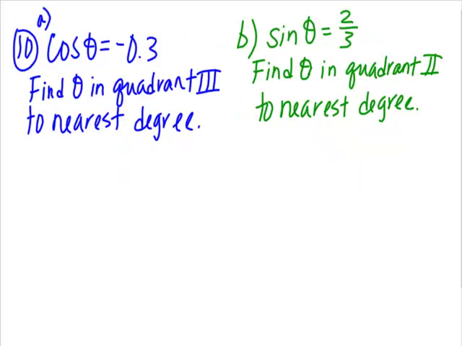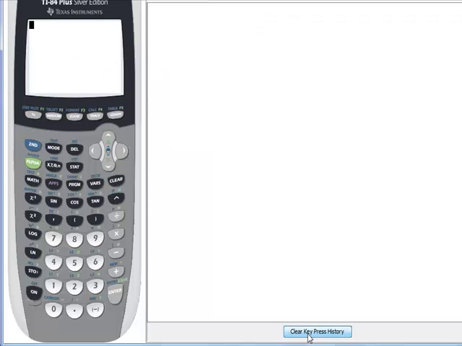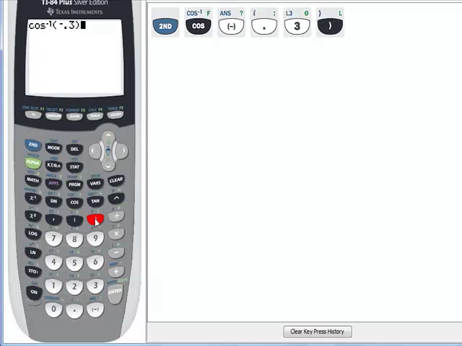Okay, last problem. Say you are told the cosine of an angle is negative 0.3, but now someone's being very specific and saying, hey, find that angle in quadrant 3 to the nearest degree. So same starting point. I have no idea what angle goes with a cosine of negative 0.3, but my calculator does. So I'm going to come back here, I'm going to hit clear. And I'm going to say, hey, calculator, give me an angle whose cosine is negative 0.3.